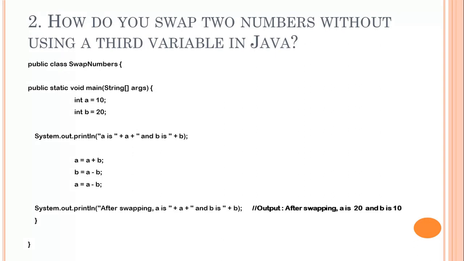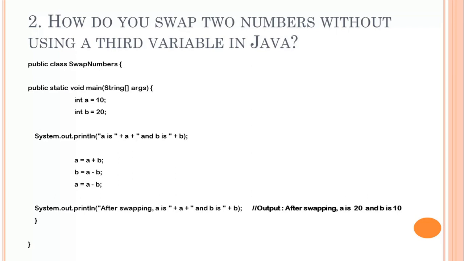How do you swap two numbers without using a third variable in Java? There is a logic to swap two variables. Generally we use a temp variable. If I want to swap two numbers, for example a equal to 10, b equal to 20, in the normal logic we store the a value in temp, assign the b value to a, and assign the temp value back to b. But we can achieve this without using the temporary variable.